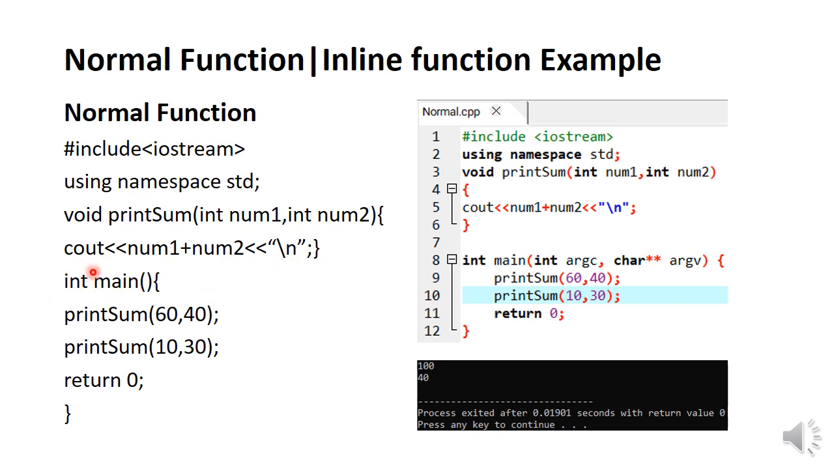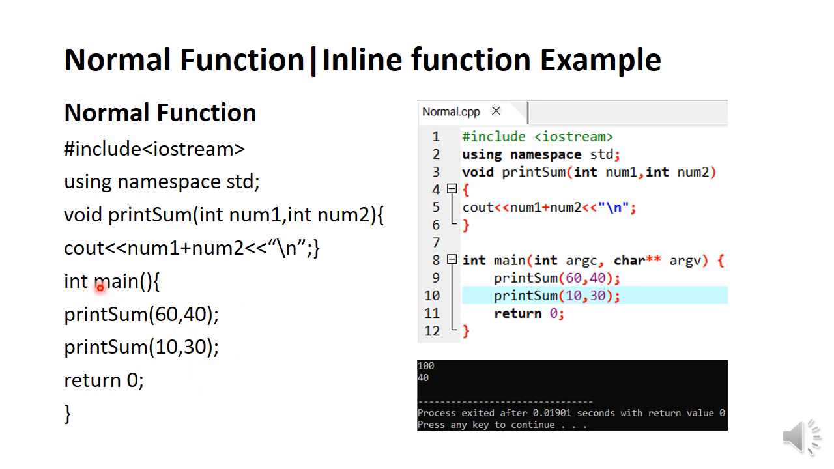So in the calling function, which is the main function, we have two calling statements. We have print_sum, which has been called by value and given 60 as the first argument and 40 as the second argument. We also have the second function call statement, where the values of the arguments are 10 and 30 respectively.